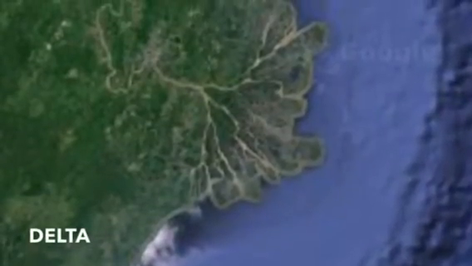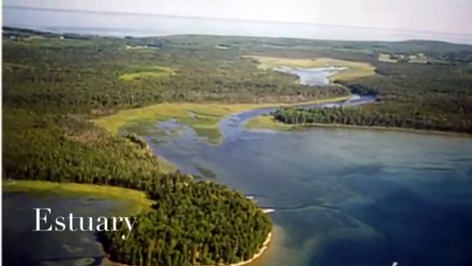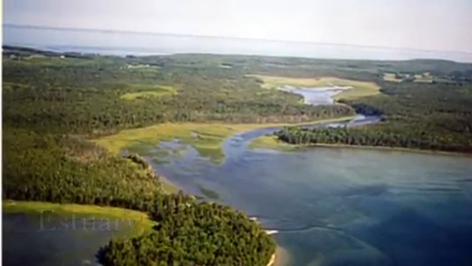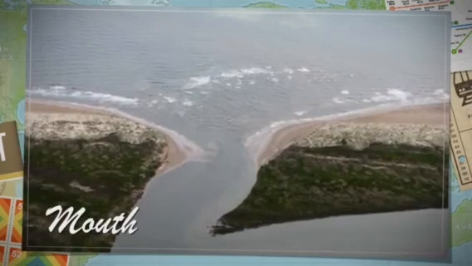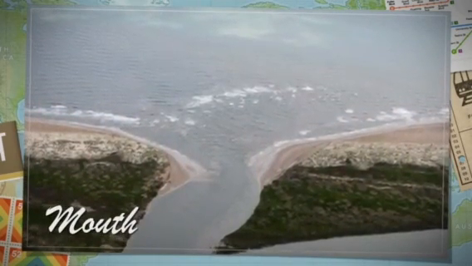A delta is where the river begins to split up into multiple parts. The penultimate part of the river is the estuary. This is where the salty water from the sea combines with the fresh water from the river. Lastly is the mouth. This is where the river empties out into the sea, and also where our story ends.